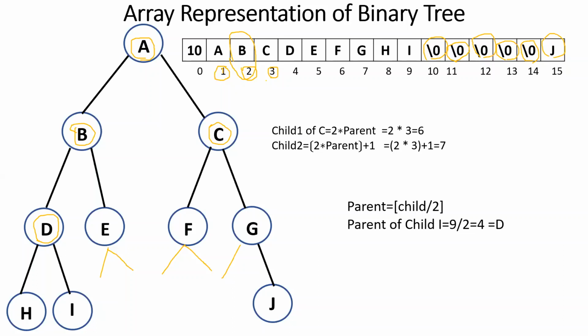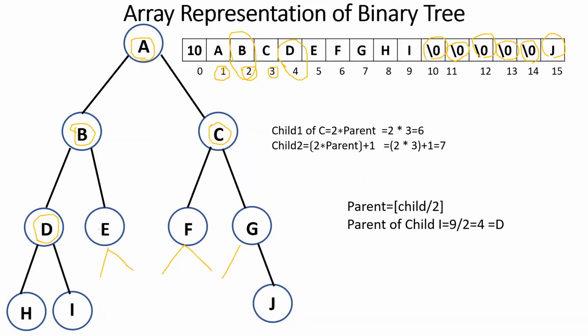using this formula? To get the left child, what we have to do? The left child index number is got by 2 into the parent index. What is the parent index? Parent index is 2. So to get the index of the left child, 2 into 2 equals 4. So D will be stored at index number 4. That is, the left child will be stored at index number 4.